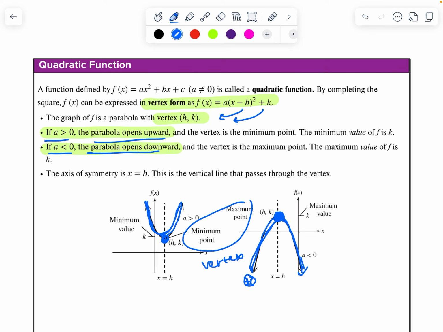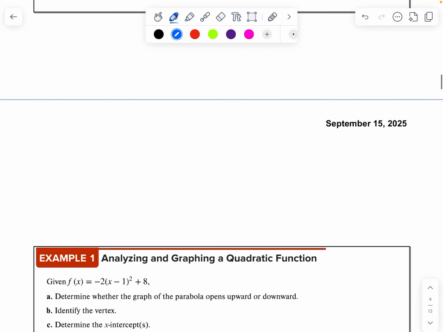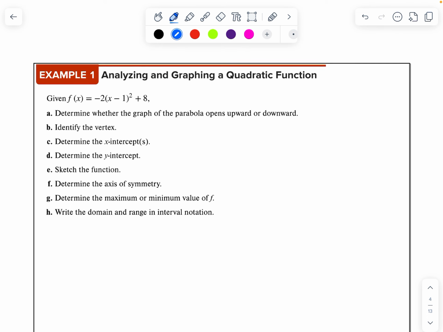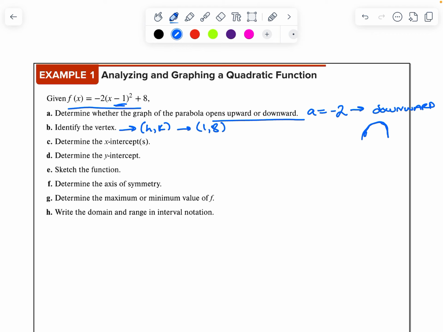All right, analyzing the graph of a quadratic function. Determine whether this quadratic function f of x opens upward or downward. Since a equals negative 2, this one opens downward. That means that it's going to have this general shape, right? Identify the vertex. That's h, k. And remember that x minus h is built into the formula, so that's actually 1, 8. And that makes sense when we think about those transformations, because last unit, when we were talking about transformations, we said that was going to shift you right and up. So the vertex is right 1, up 8.